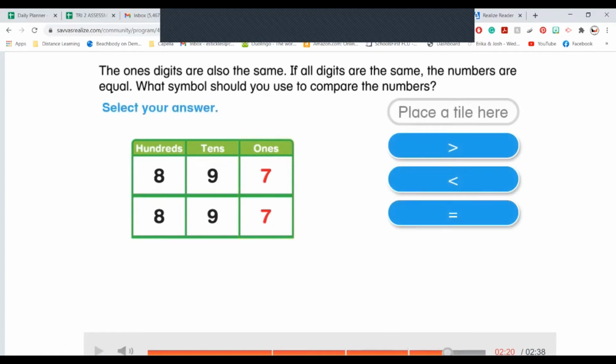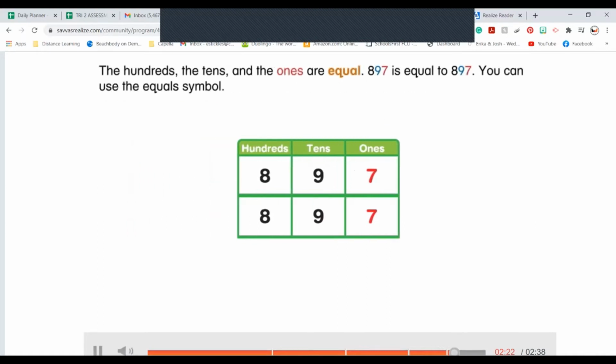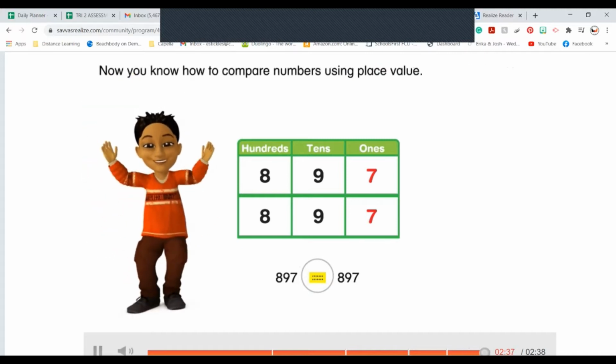Select your answer. Well, neither number is greater than the other one. Neither number is smaller or less than the other one. So we would say that they are equal or the same. The hundreds, the tens, and the ones are equal. 897 is equal to 897. You can use the equals symbol. Now you know how to compare numbers using place value. Let's go practice in our workbooks.